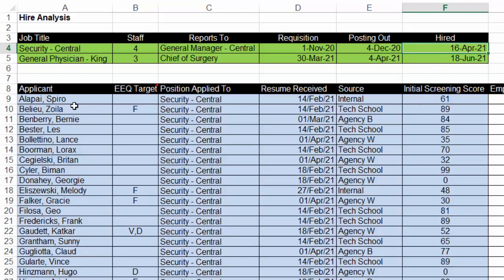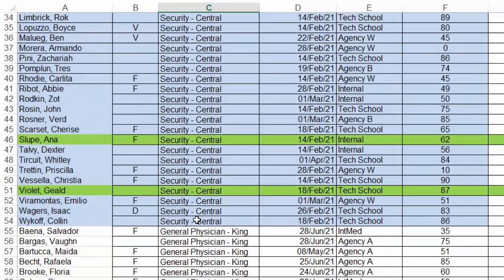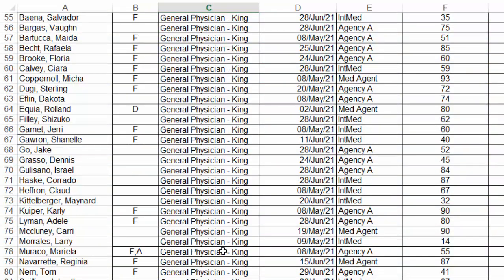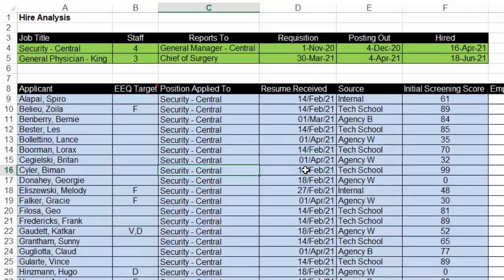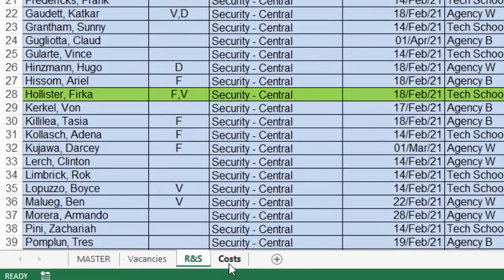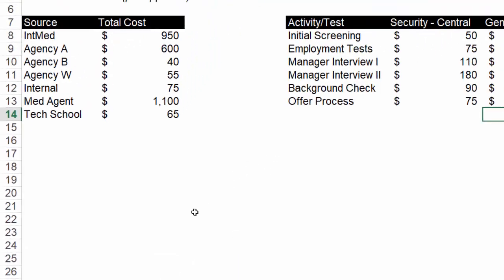So take a look. These are all the applications that came in, okay? So the blue ones are just for security, and the rest are all for general physician. These are all the applicants, and the ones in green are the ones we actually hired. So we'll come back to this tab later on. And the last tab is a supporting tab that gives you some costs.